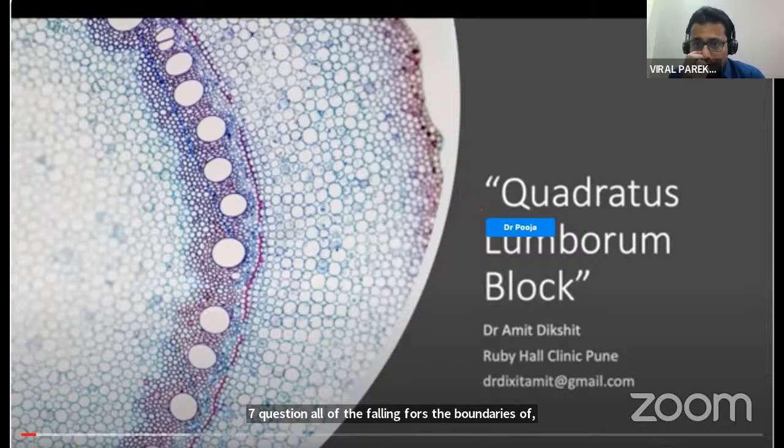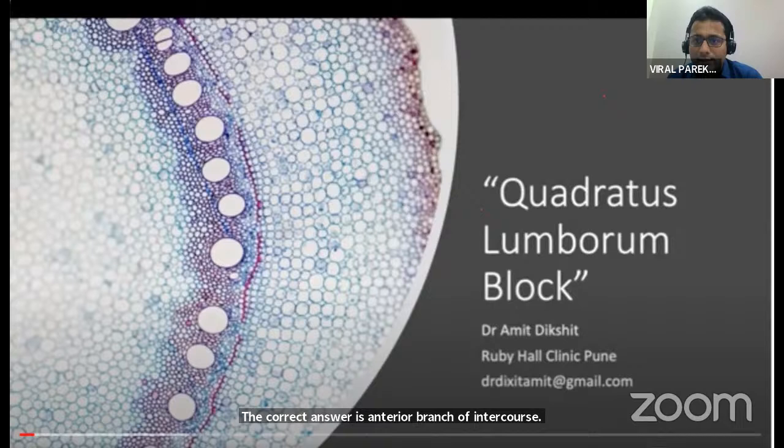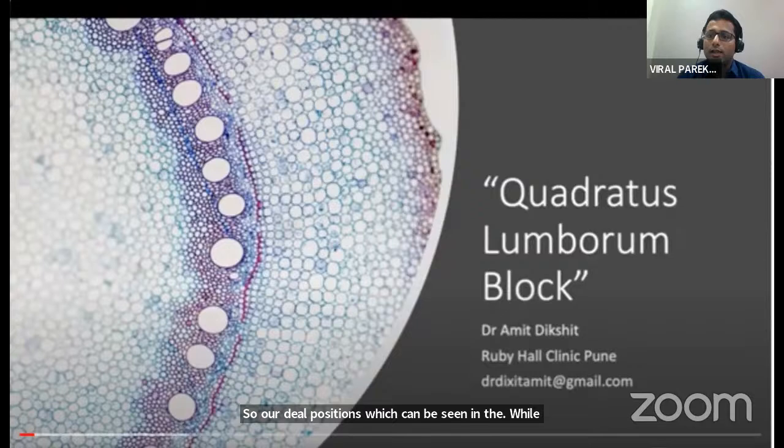The following nerves are blocked in parasternal chest wall blocks. The correct answer is anterior branch of intercostal nerves. And for the posterior chest wall blocks, all of the following are correct except the erector spinae fascial plane block. The arterial pulsations which can be seen while giving Pecs block, the correct answer is thoracoacromial artery.